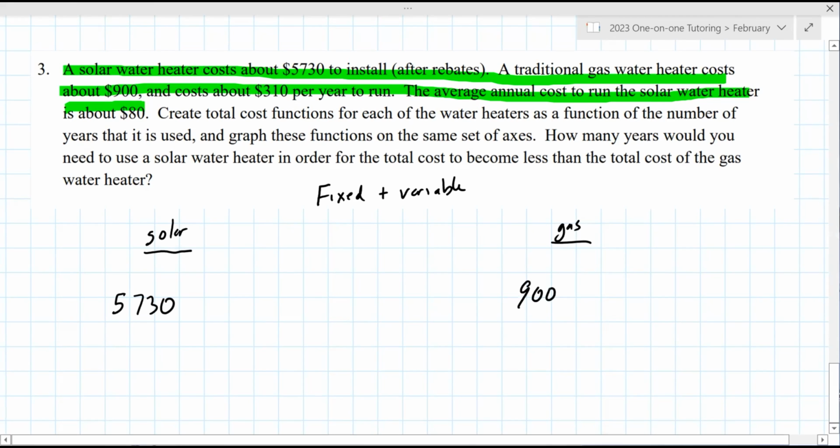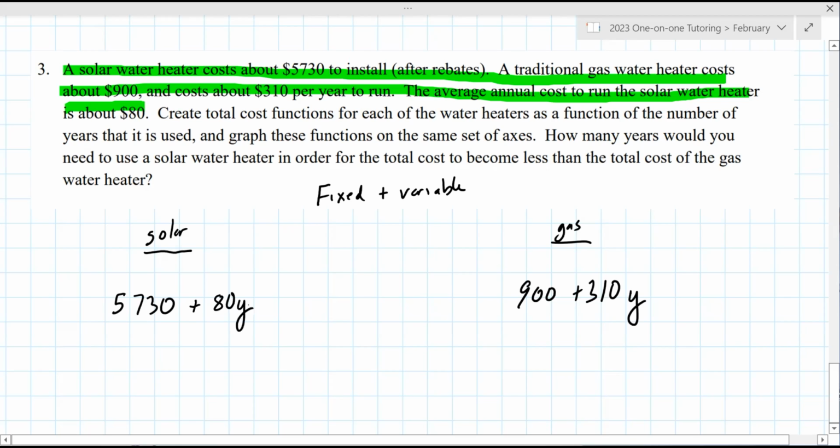Okay. And it costs 310 per year to run, so that's the variable. All right, let's do y for year this time. It's flipped for the gas: this is 310 per year. And then solar would be 80 a year.